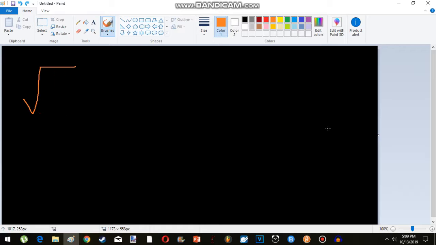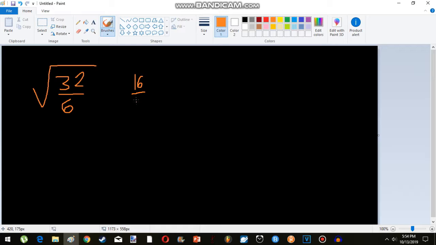Alright, let's move on. Right, problem number 2. The square root of 32 over 6. So, it's time to simplify. 32 and 6 are both divisible by 2, which is just fancy words for can be divided by 2. So what's 32 divided by 2? We get 16, and 6 divided by 2, 3. So now we have square root of 16 over 3. We're not done here, not just yet. So we can convert it back to square root of 16 over square root of 3.